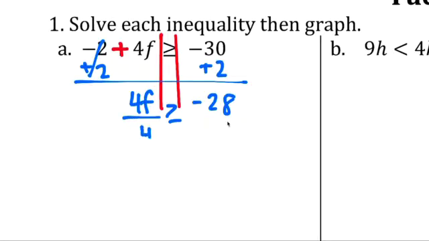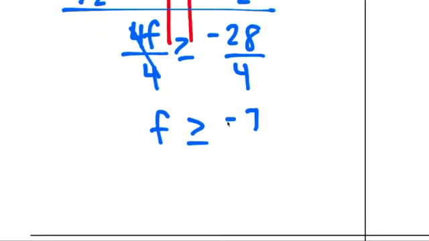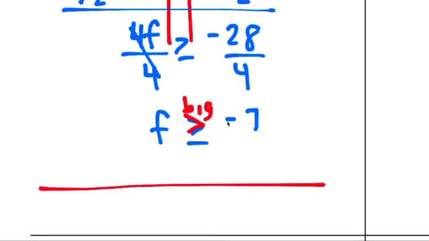Then you divide by 4, divide last, right? F is normally equal to, but this is negative 7, so f is greater than or equal to negative 7. Then graph that. What number is greater than? That means bigger than negative 7. Let's start out with negative 7, greater than or equal to. This is very important: you close that circle at negative 7.